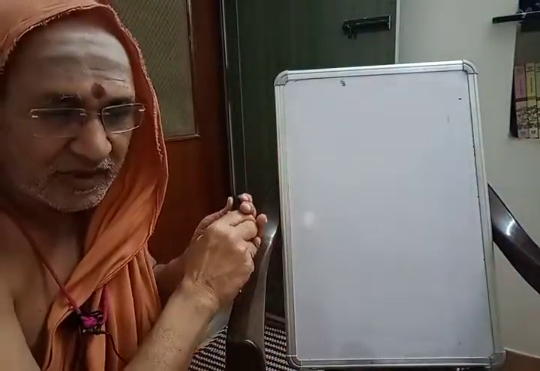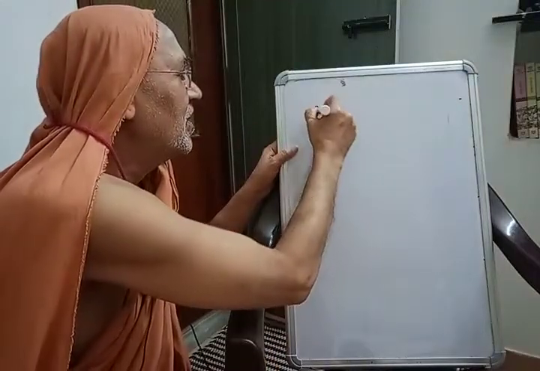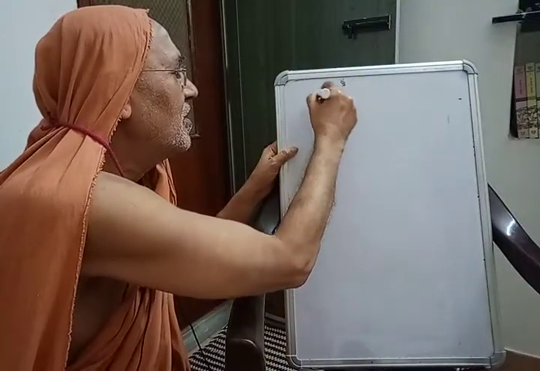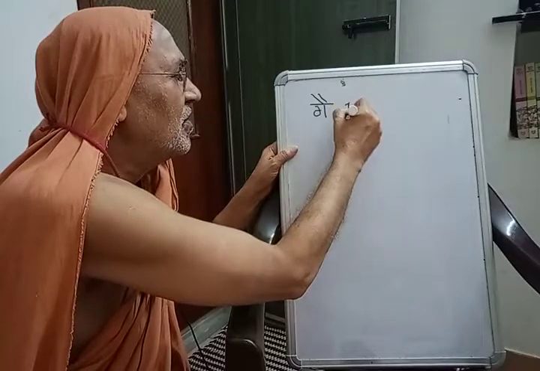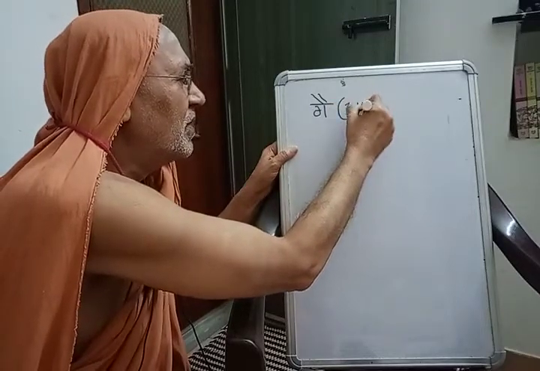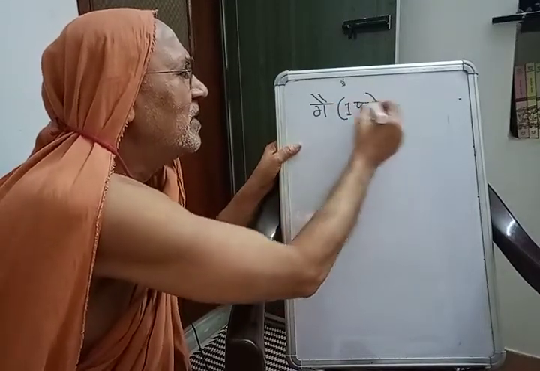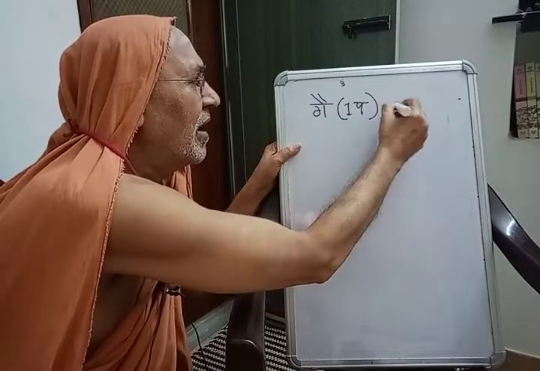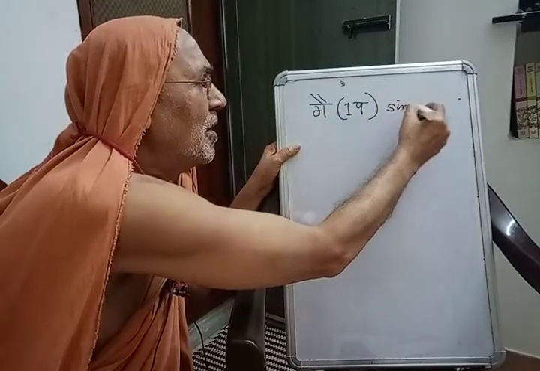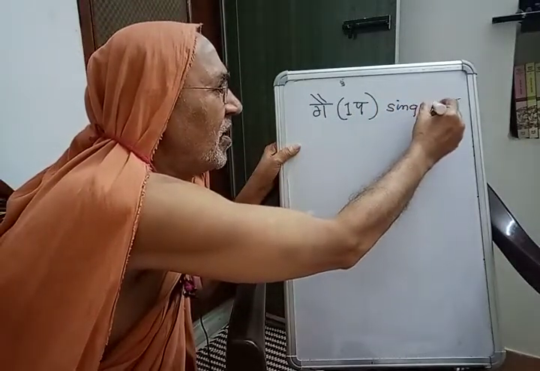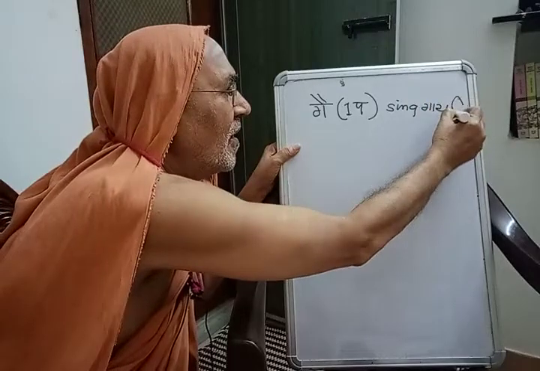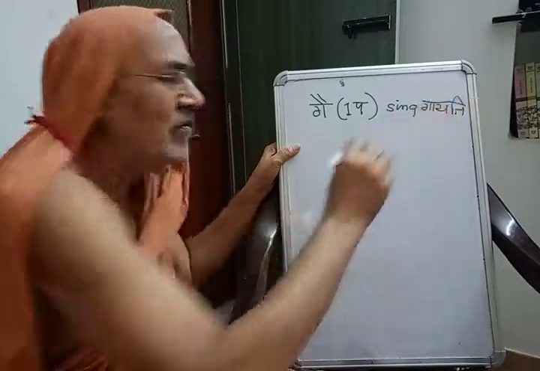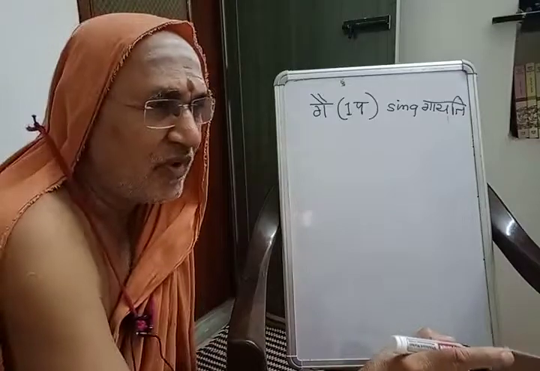Okay, the next word. Just one word. Gai is a verb. It is first gana, parasmai pada. The meaning is to sing. Then the first form, the present tense form, is Gayati. We learnt the present tense form.